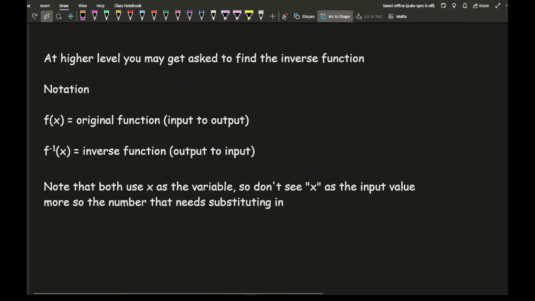Now, at a higher level, you may get asked to find the inverse function. It's important that you do understand the notation. So if a function is called f of x, which is the original function which goes from the input to the output, then its inverse function, which is represented with f to the power of minus 1, even though it's not classed as that, it's basically the inverse of x, and that represents the inverse function which starts at the output and goes towards the input. The thing that you do need to note is that both use x as a variable, so don't see x as the input value, or the initial value, because obviously it's used in both. So as you can see, we've got f of x and we've got an inverse function of x there.